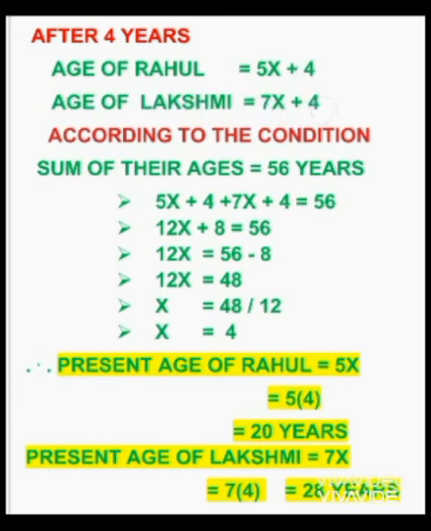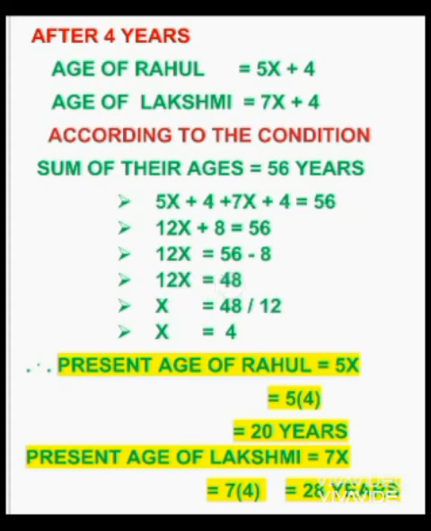Now, according to the condition given in the question, the sum of the ages is 56 years. Sum of the ages means 5x plus 4 plus 7x plus 4 is equal to 56 years. Now add the x variables. 5x plus 7x is 12x, plus 4 plus 4 is 8. So 12x plus 8 is equal to 56. Now let us transpose 8 to the right hand side. Then you will get 12x is equal to 56 minus 8. Now 56 minus 8 is 48. So 12x is equal to 48.